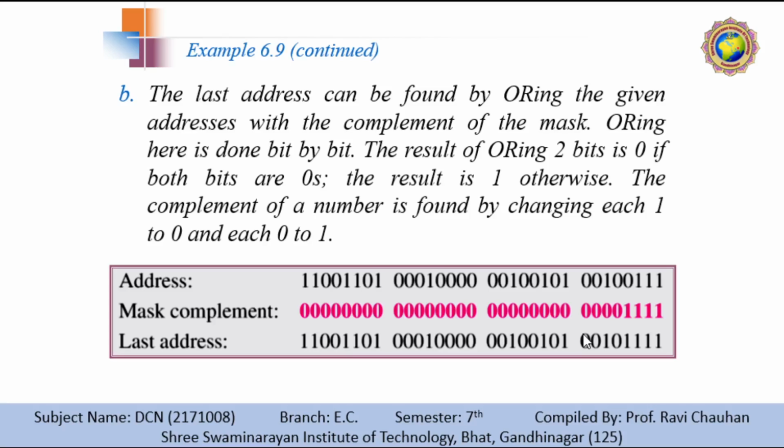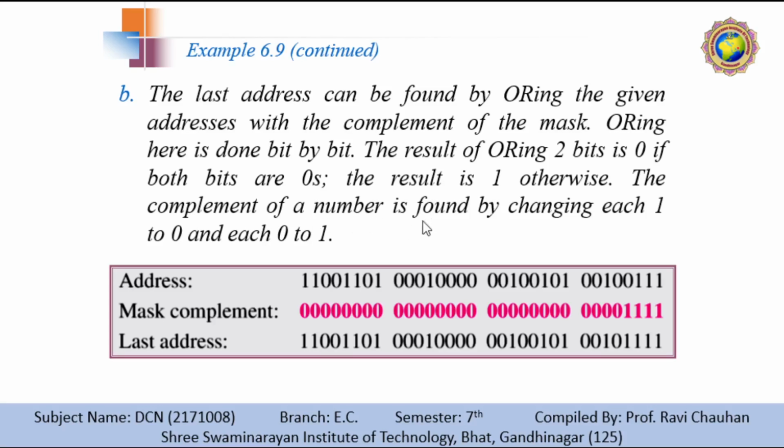Okay, the last address can be found by ORing the given address with the complement of the mask. ORing here is done bit by bit. The result of ORing 2 bits is 0 if both are 0. The result is 1 otherwise.